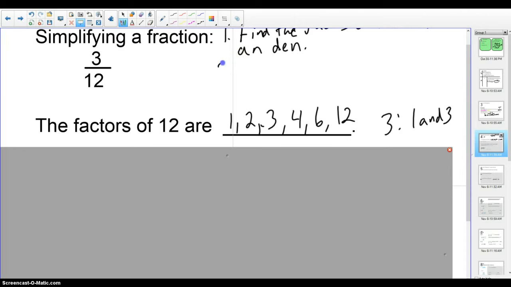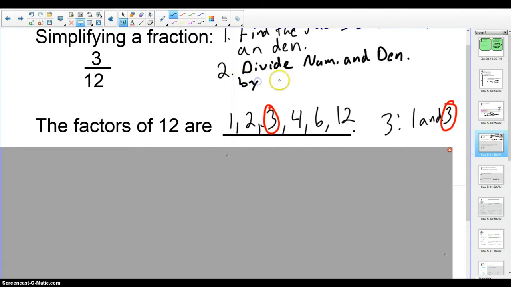Our second step is divide both the numerator and the denominator by the largest common factor. So in this case, our largest common factor is 3. So step 2, divide the numerator and denominator by the largest common factor.